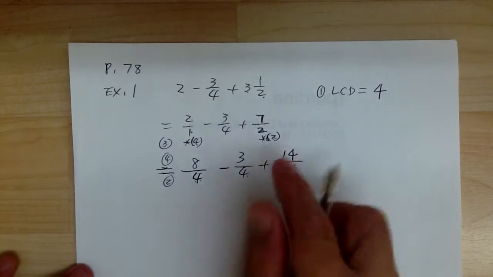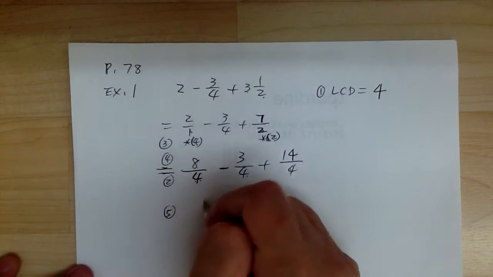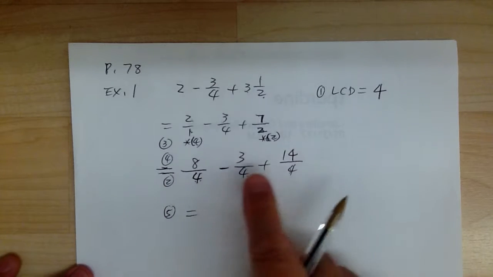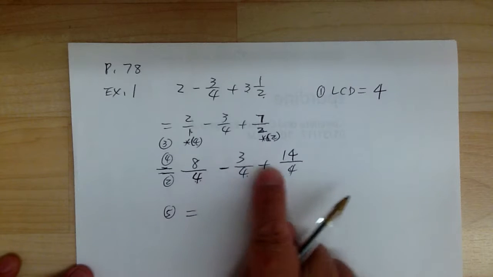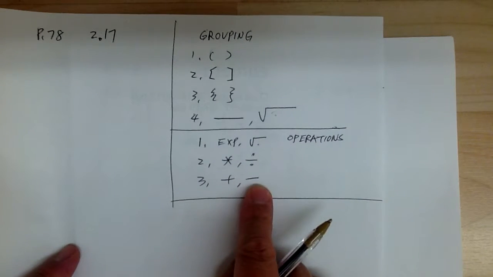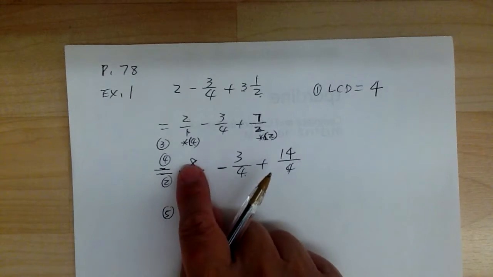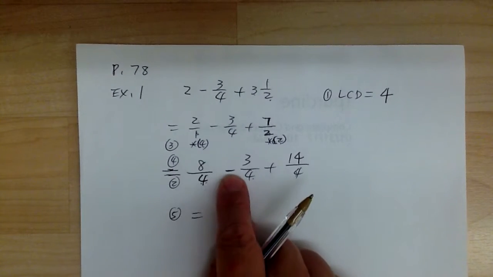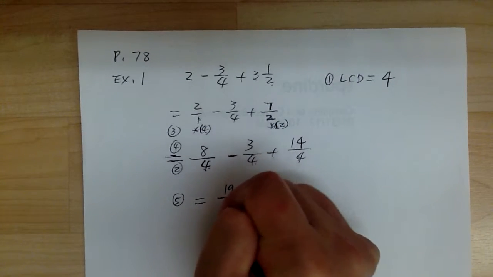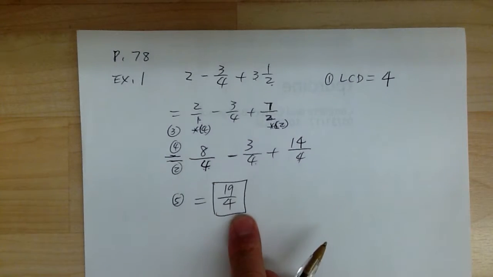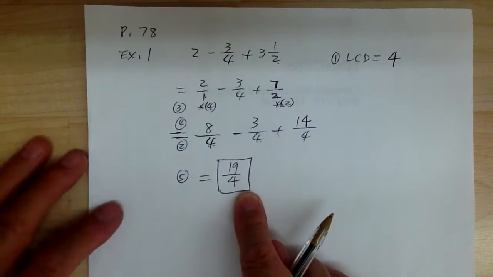So once you do that, now you can do step 5. Step 5, you're going to start to actually do this. Now, this is subtraction and this is addition. So if you look, addition and subtraction are the same level, so you have to go from left to right. So you have to do this first and then that. So 8 minus 3 is 5. 5 plus 14 is 19. Again, just leave it as an improper fraction. Don't waste your time converting.